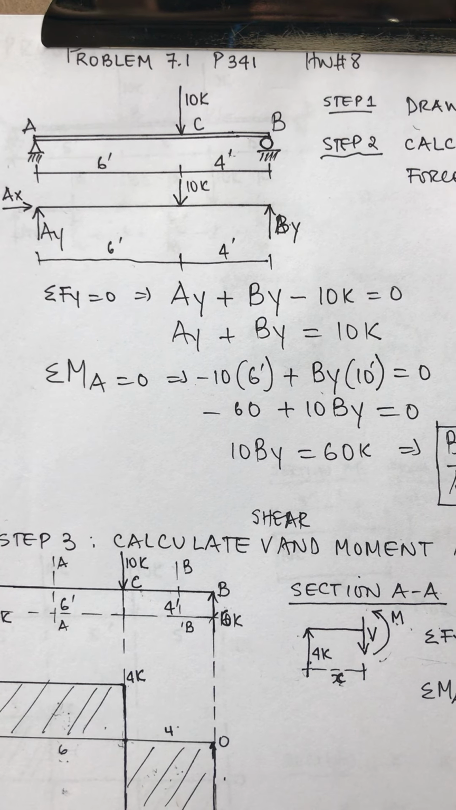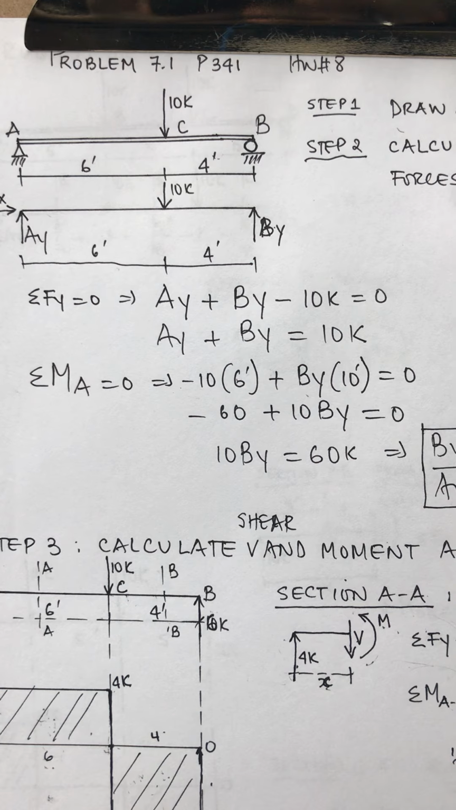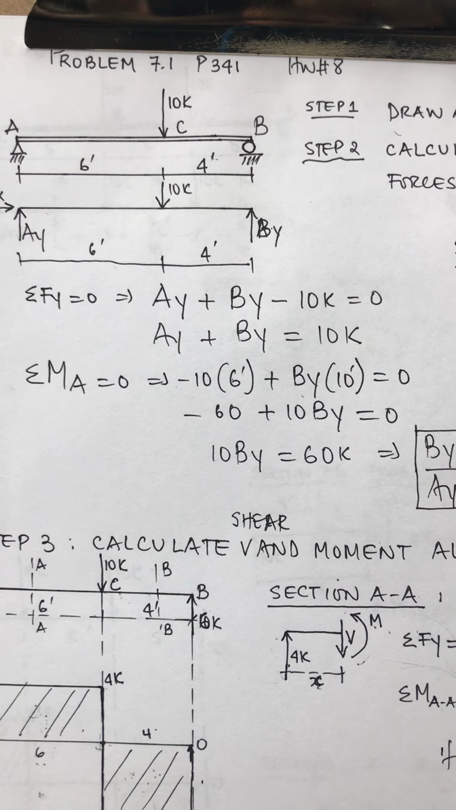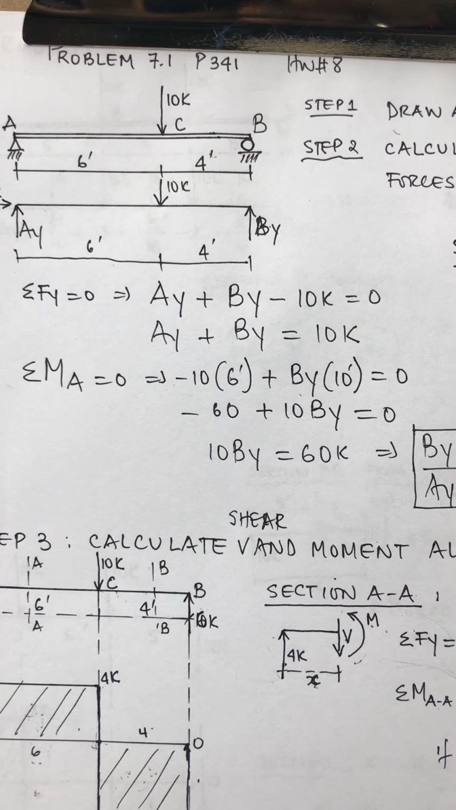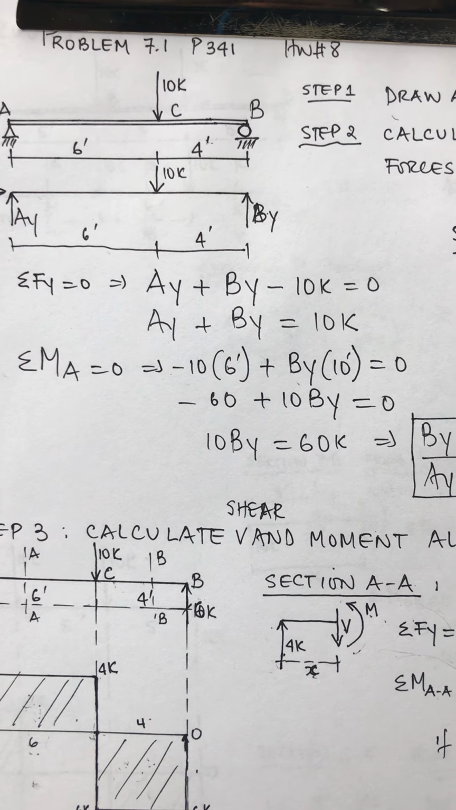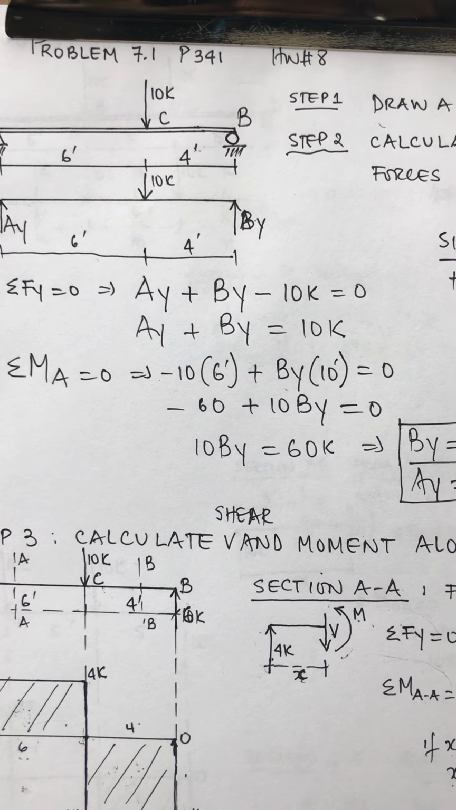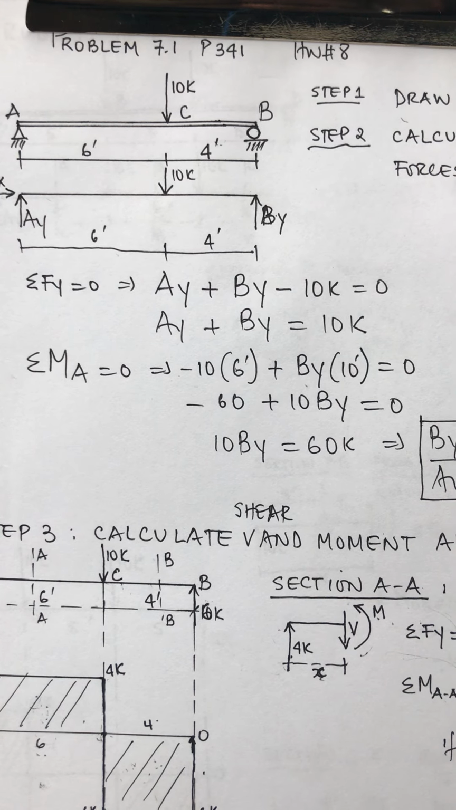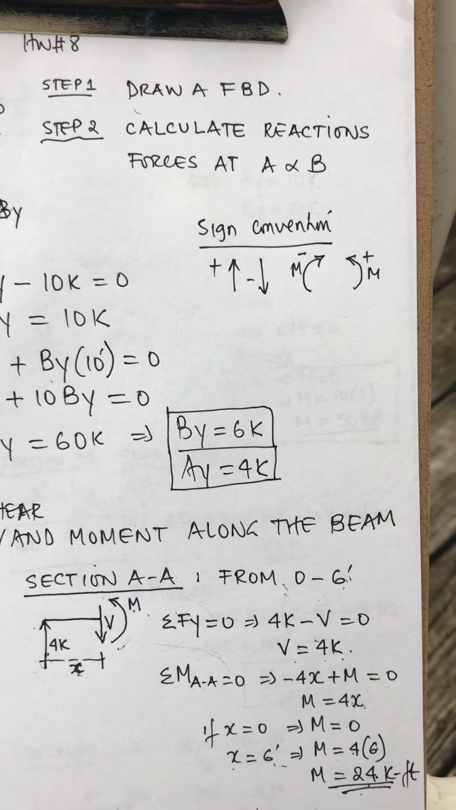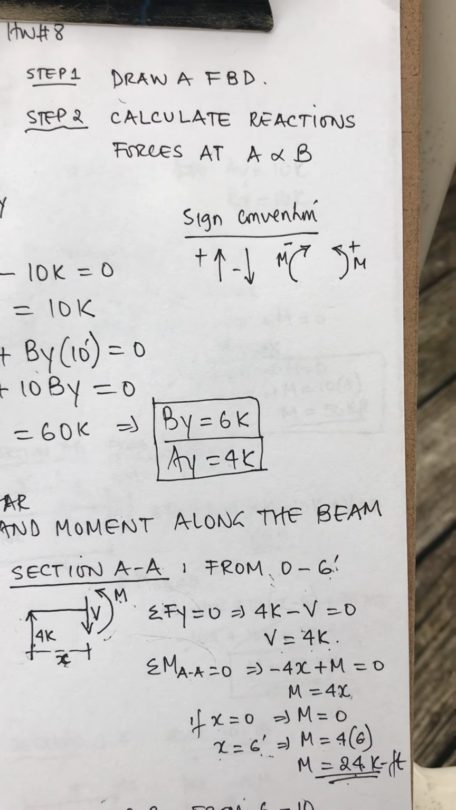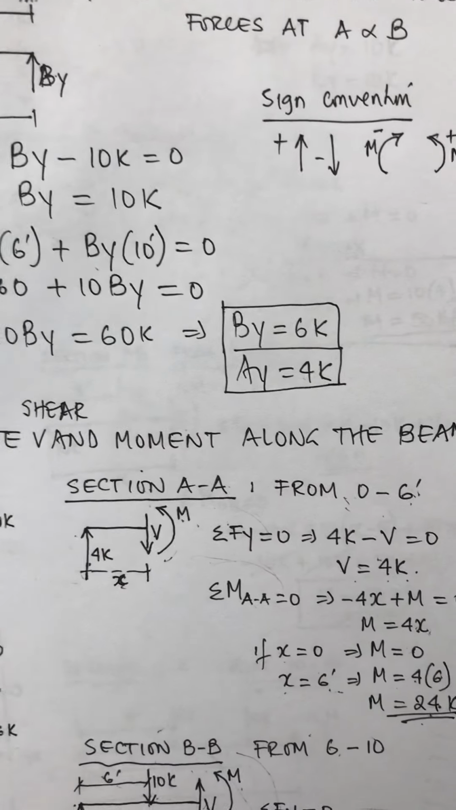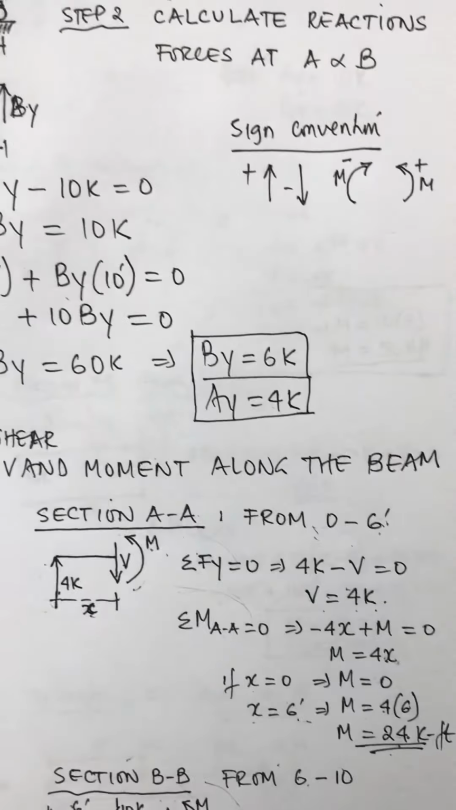And here we have problem 7.1 on page 341. It's similar to the homework we had, homework 8. So we have this 10K force pressing on a simply supported beam, okay? And every time you have a statics or strength of materials problem, the first step is always to draw a free body diagram. The second step is to calculate the reaction forces at the supports. And step 3 is to calculate shear and bending moment along the beam, okay?